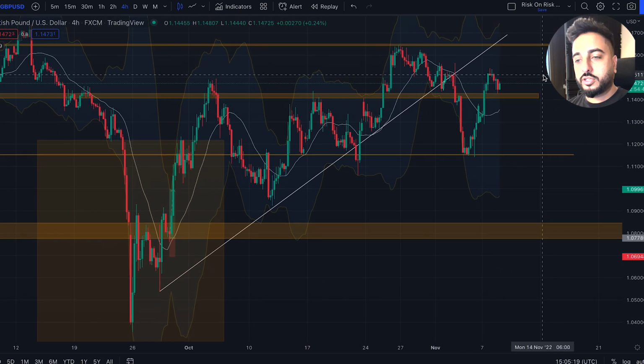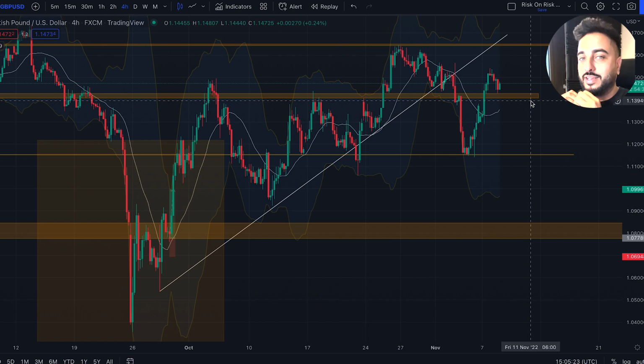And guys, just to make this very clear, the pound macro picture is dire. You have growth, which is low. You have rates skyrocketing. You have inflation skyrocketing.